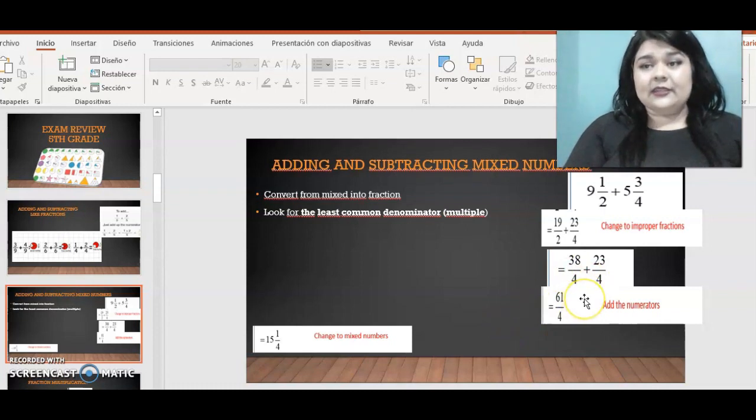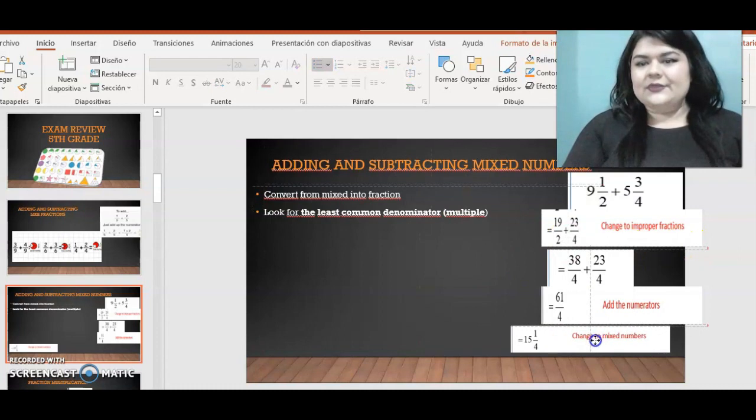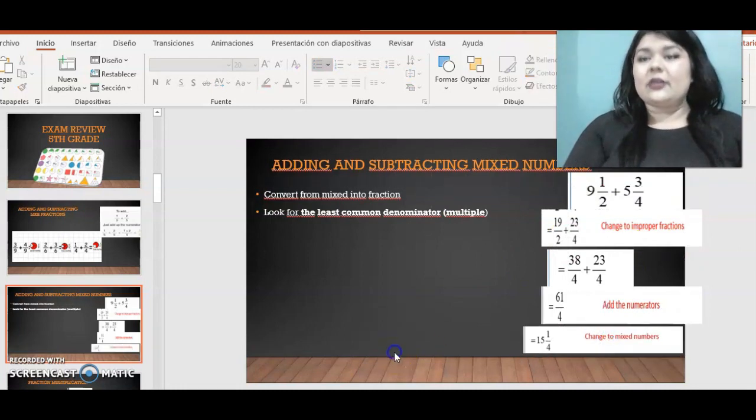But is this my final answer? No, this is not my final answer, right? This is not my final answer because I need to simplify. Look, I need to simplify. And how can I simplify? Since this is an improper fraction, I divide. I divide 61 divided by 4 and I got 15.